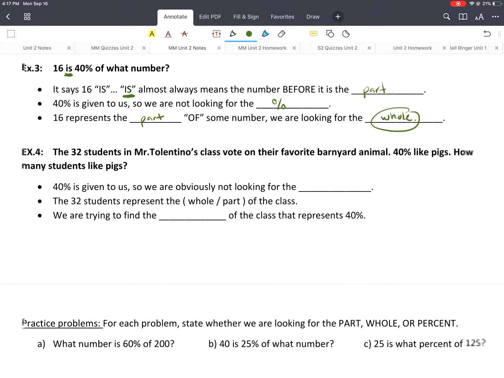The 32 students in Mr. Tolentino's class vote on their favorite barnyard animal. 40% like pigs. How many students like pigs? 40% is given to us, so we're not looking for the percentage. The 32 students represents the whole, that's the whole class. And we are trying to find the part of the class that represents the 40%.